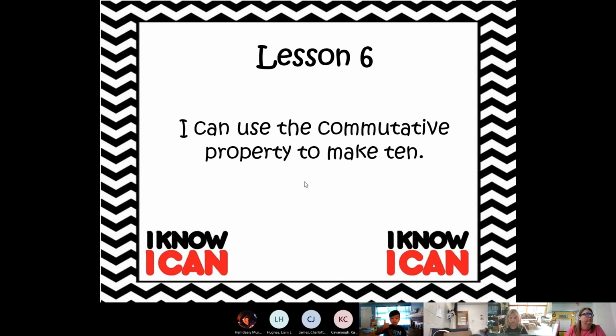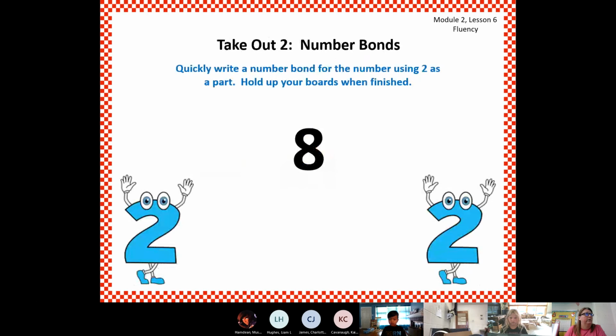Awesome. All right, today we're working on lesson 6. We're using the commutative property to make 10. We are going to skip a couple of the activities for the sake of time, and we're only going to do a couple of the activities for the fluency. Remember yesterday we were making number bonds, and we were using our fingers. We're going to use our fingers again today.